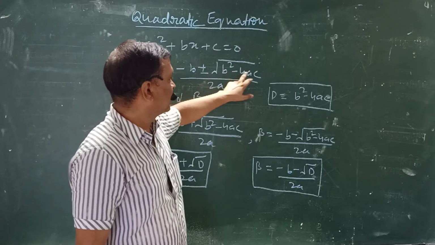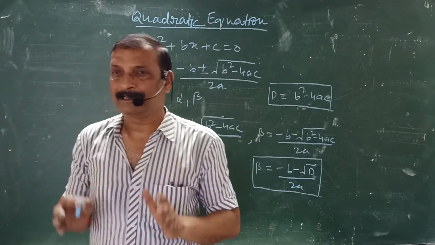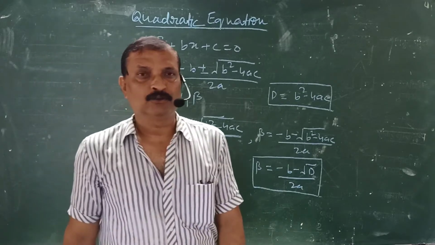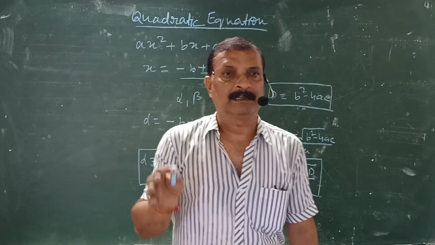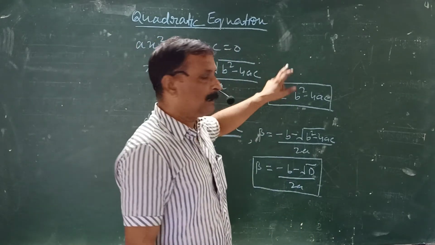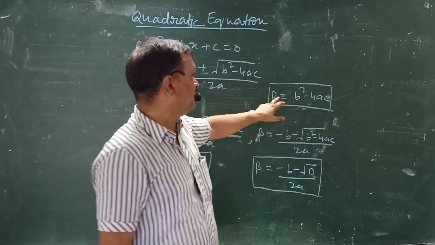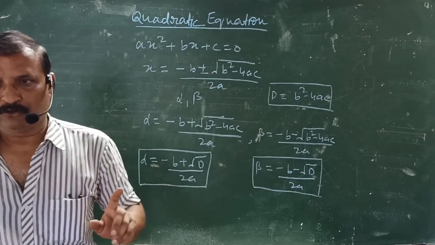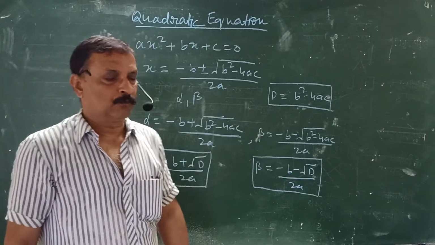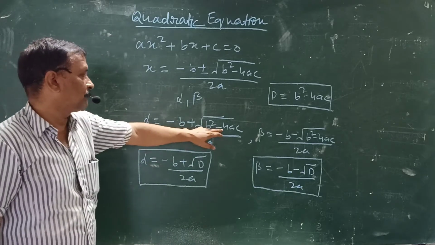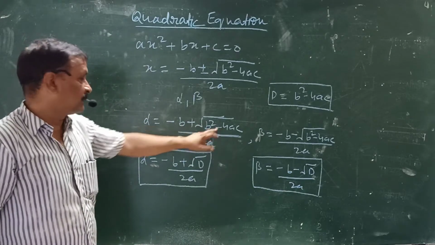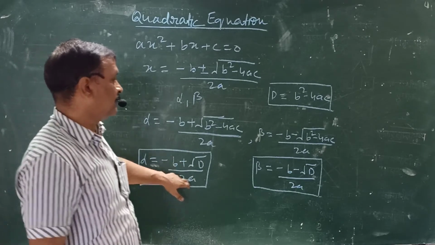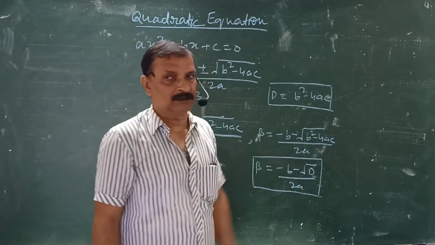Here b square minus 4ac is known as the discriminant of the quadratic equation and is denoted by D. Then the value of D is equal to b square minus 4ac. D is the discriminant, and what is its value? b square minus 4ac. Then we put b square minus 4ac as D, and the value of alpha is equal to minus b plus root D upon 2a, and beta is equal to minus b minus root D upon 2a.